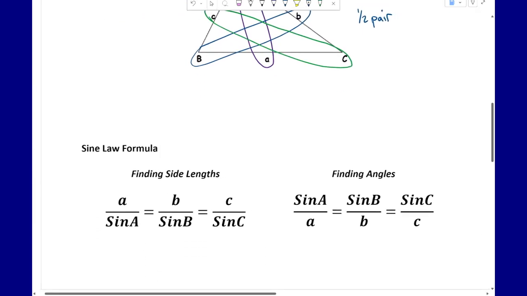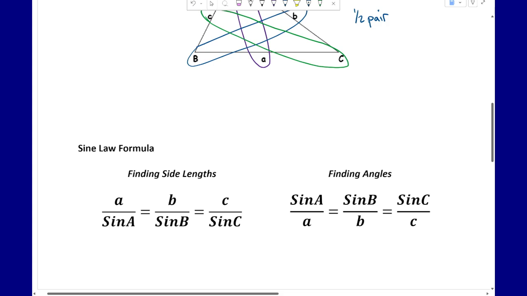And our formulas, when we're using them, there's two different versions, and they're very similar, except one's just flipped and the other is not. Right? So we want to use these for whether we're finding side lengths, so the sides are going to be on the top, or when we're finding angles, the angles are going to be on top. And you should see, okay, we have three different ratios: A over sine A, B over sine B, C over sine C, or just the flipped version of that.